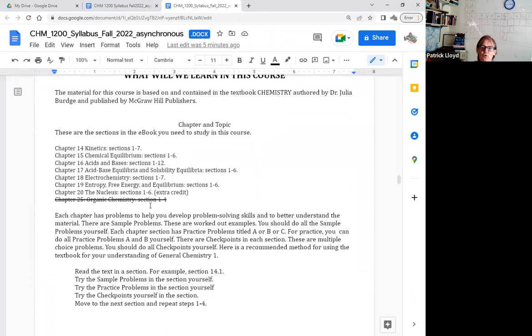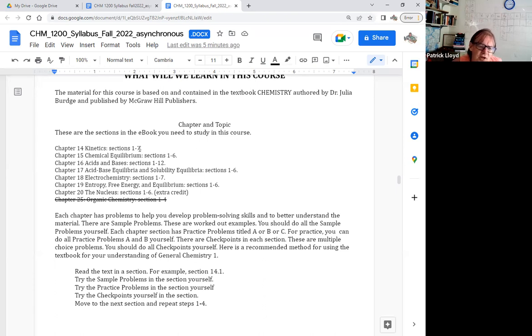Okay, what are we going to learn in the course? Well, it's in Alex, that's the learning system, but we're going to base it on the textbook, which is by Julia Burge. We're going to cover roughly 7 chapters in the second half of the textbook. So we'll start with chapter 14, which is kinetics. We're going to cover sections 1 through 7. Once we do that, we'll move on to chemical equilibrium and cover 6 sections and so forth and so on.